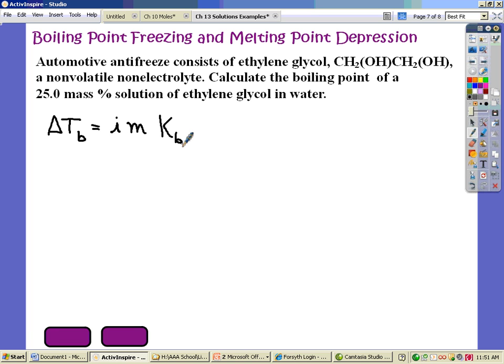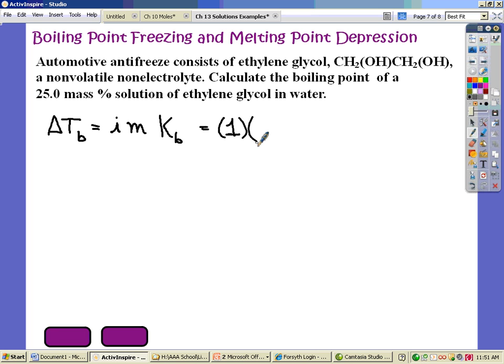So here is our Van't Hoff constant, and we just said a moment ago, because it is a non-electrolyte, that this Van't Hoff constant is just going to be equal to 1. So I got that covered. Next thing is our molality. Well, I have a percentage, but I don't have molality. And so we're going to play that trick that we saw the other day.